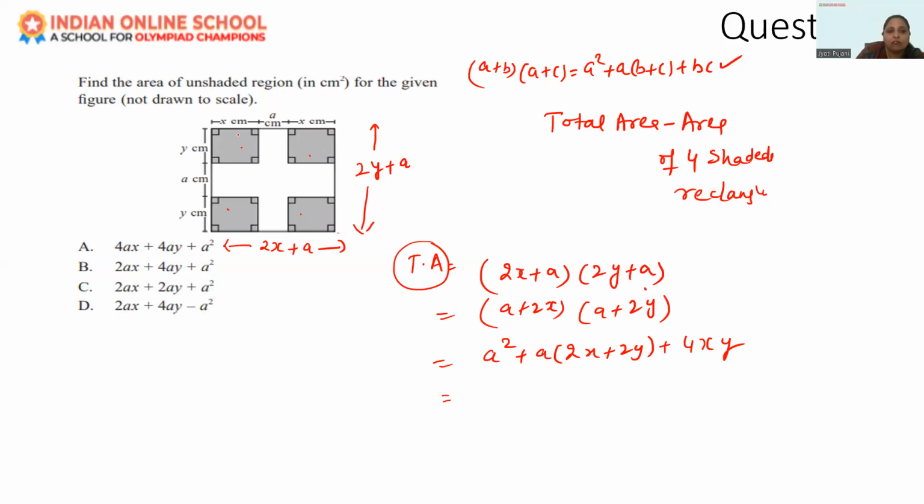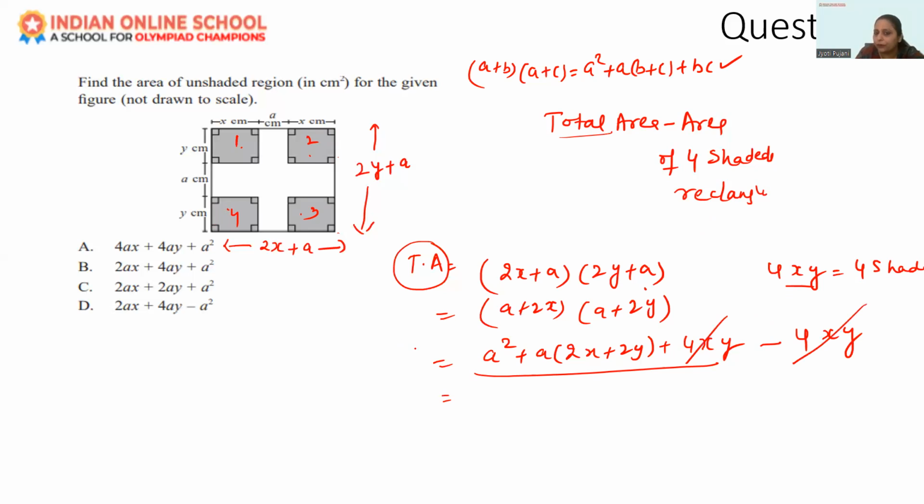Now I have to find the area of the first portion, second portion, third portion, fourth. The first is X into Y, length into breadth. It is also X into Y, also X into Y, also X into Y. So 4XY will be the area of the 4 shaded rectangles, right? Now, total area minus area of 4 shaded rectangles. If I subtract the 4 shaded rectangles, that's 4XY, the 4XY and 4XY got cancelled.